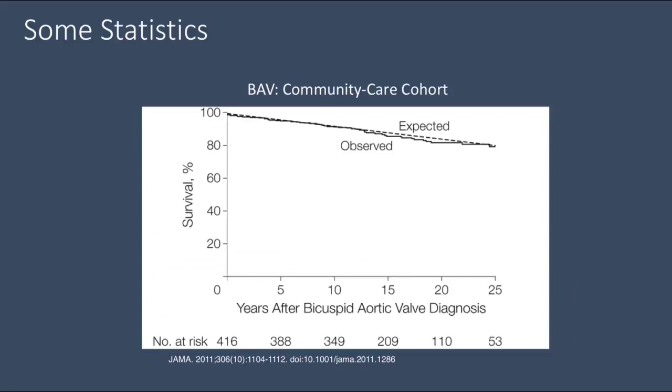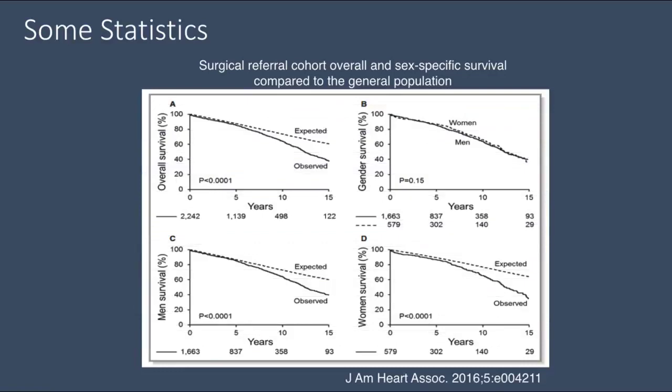One reassuring statistic is that in general, people with BAV do generally well. And if you look at the survival curve at the time of diagnosis and then 25 years post-diagnosis, they do just about as well as the observed population. One thing I think we should point out is that these people are being diagnosed pretty early on, so they're in their 20s and 30s. So 25 years post-diagnosis puts them at their 50s or 60s, so it's not surprising that they're doing pretty well. If you actually look at the surgical referral cohort, and these individuals are symptomatic, it's also not surprising that they do worse than the general population.